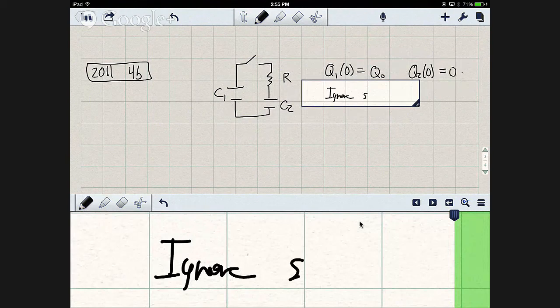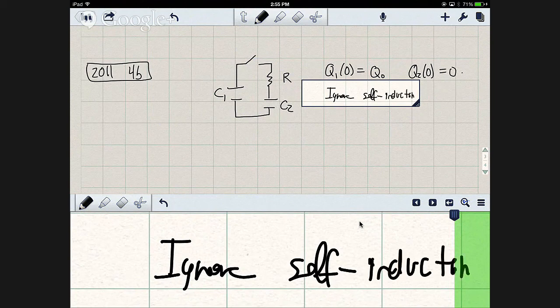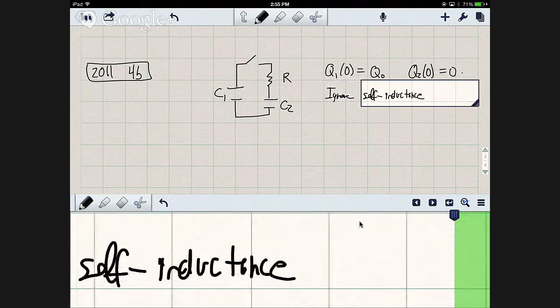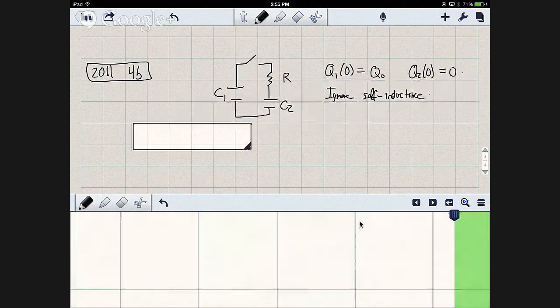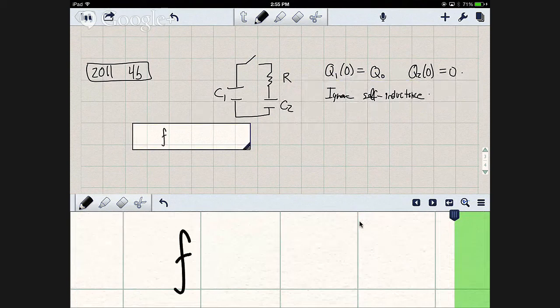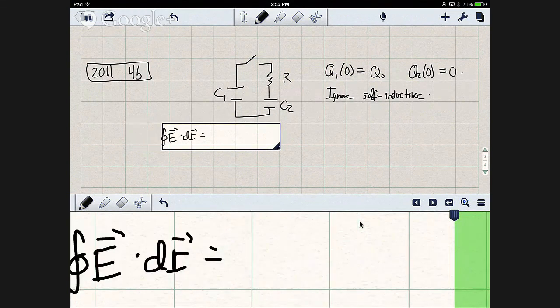Okay. Inductance. All right. If we didn't ignore self-inductance, we would have an LRC circuit. A little complicated for right now. All right. What's the only law we know to use? And that's Faraday for circuit.